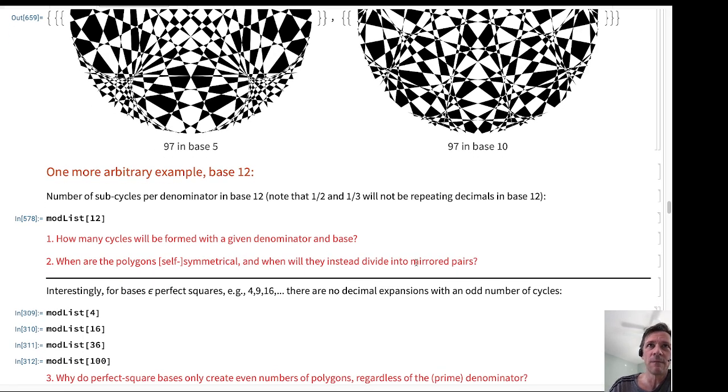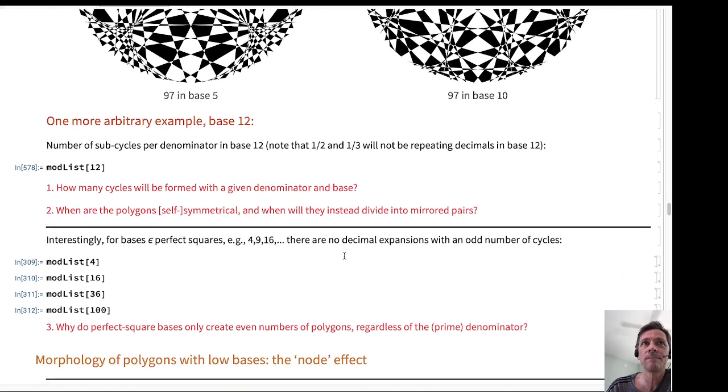We know a little bit about that because if there's an even number of edges in the polygon, it's going to be symmetrical. But if there is an odd number of edges in the polygon, when's it going to be symmetrical and when is it not? That's an open question. Okay.